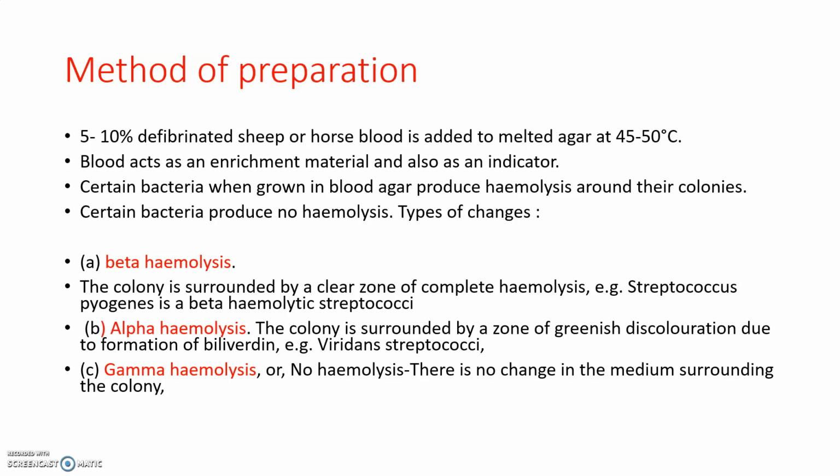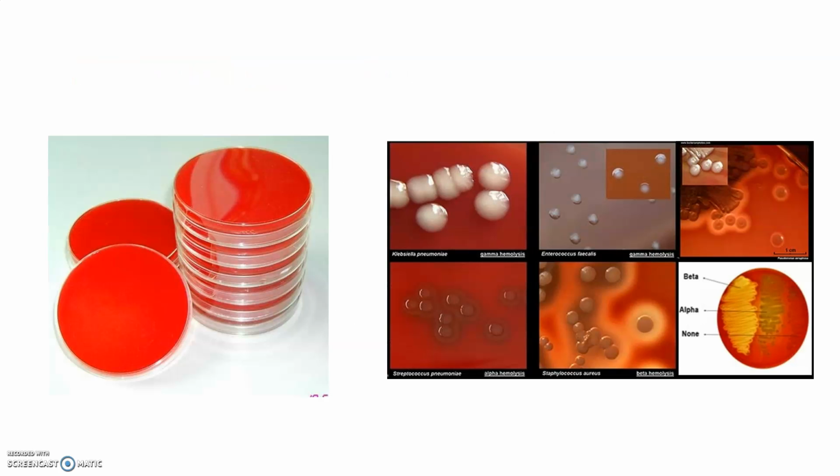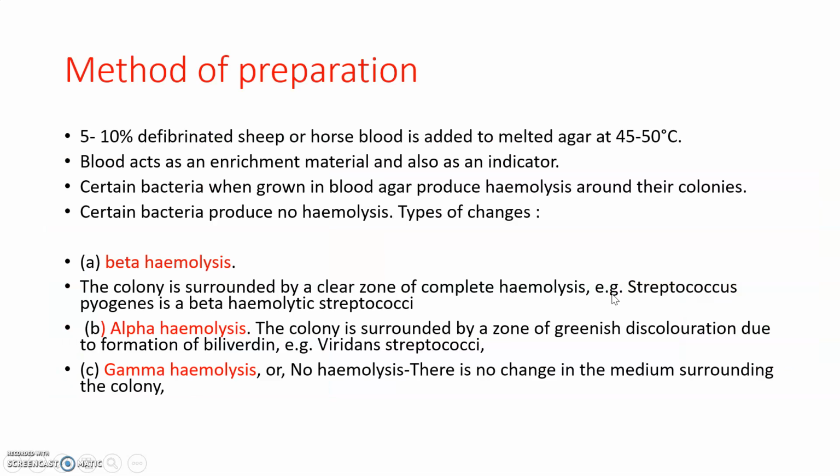First is beta hemolysis. The colony is surrounded by a clear zone of complete hemolysis. That is this picture. An example is Streptococcus pyogenes. It is a beta hemolytic streptococcus. Complete lysis means beta lysis.